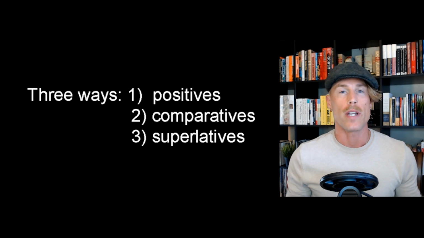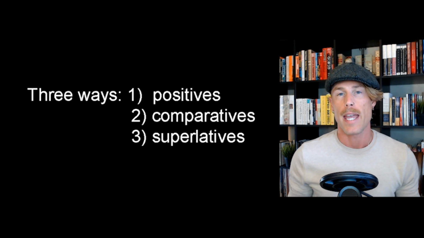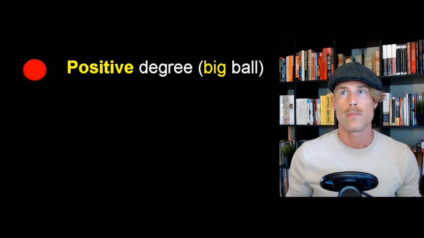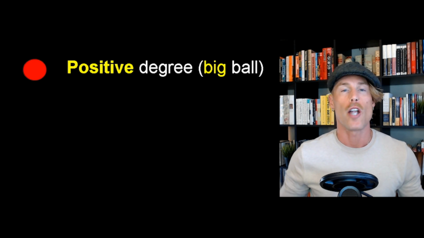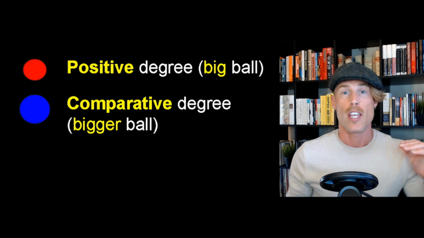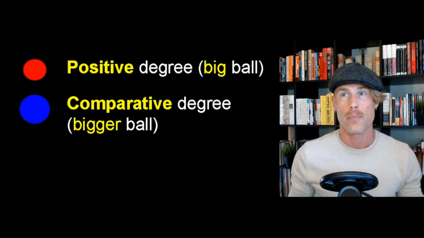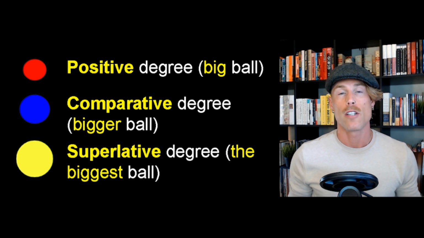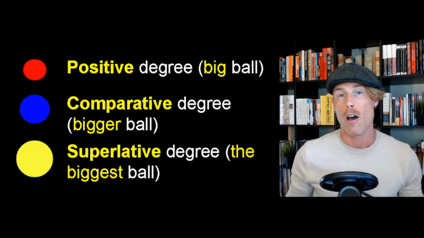We make degrees of comparison in 3 main ways: positives, comparatives, and superlatives. The positive degree is a normal sentence describing one thing: big ball. The comparative degree describes 2 things: bigger ball. And the superlative degree describes 2 or more things: the biggest ball.